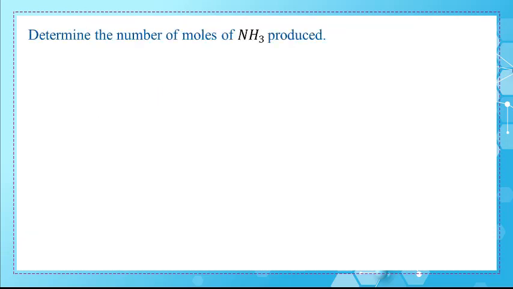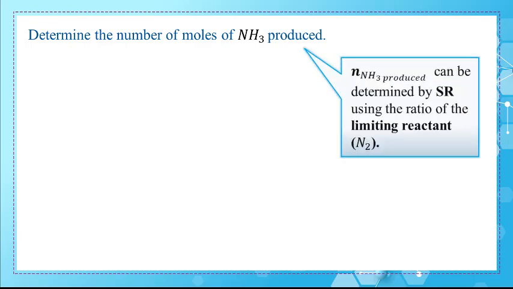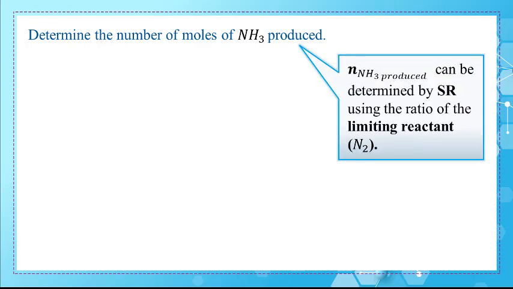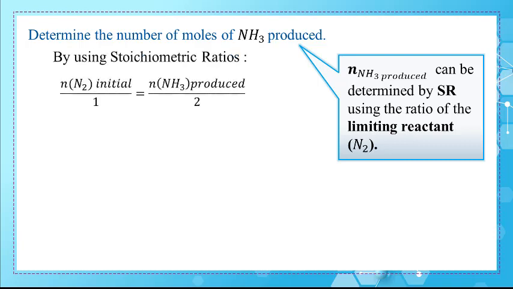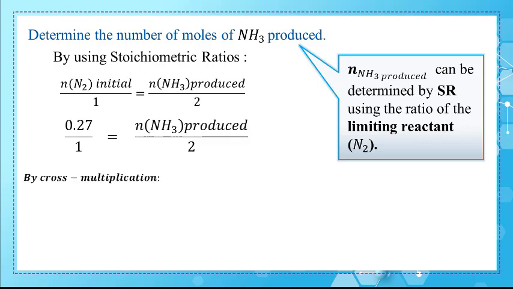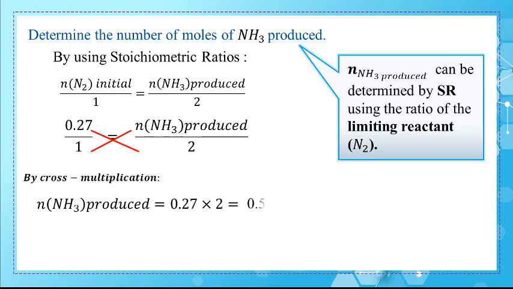Let's determine the number of moles of NH3 produced. Moles of NH3 produced can be determined by stoichiometric ratios using the ratio of the limiting reactant N2. By using stoichiometric ratios, the number of moles of N2 initial over 1 equals number of moles of NH3 produced over 2. By cross multiplication, the number of moles of NH3 produced equals 0.27 times 2 equals 0.54 moles.